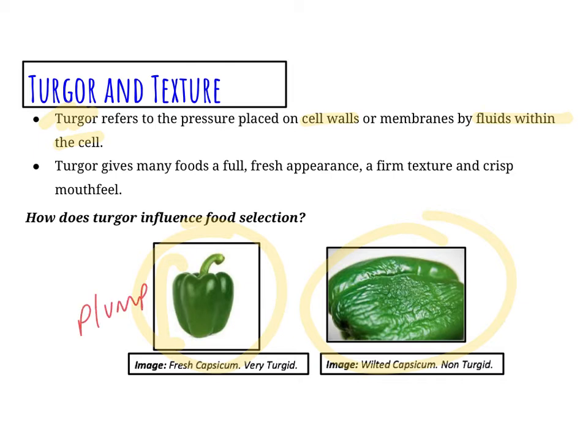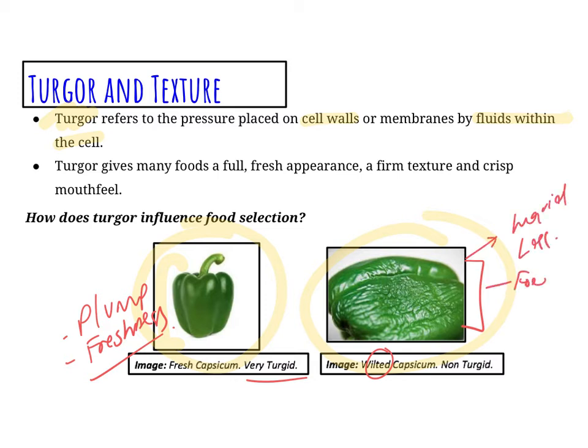Okay, and because it is plump and it has high turgor, it also is an indicator of freshness. Whereas whenever foods lack this turgor and they are shriveled up and wilted, it's because there has been some liquid loss due to the food deterioration.